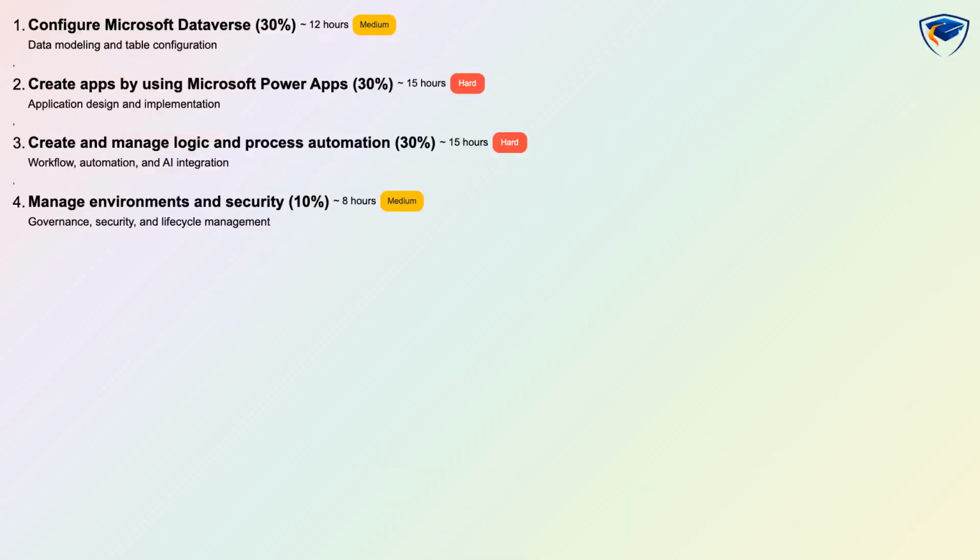The exam is divided into 4 domains with precise weightings. Configure Microsoft Dataverse at 30%. Create apps by using Microsoft Power Apps at 30%. Create and manage logic and process automation at 30%. And manage environments and security at 10%.